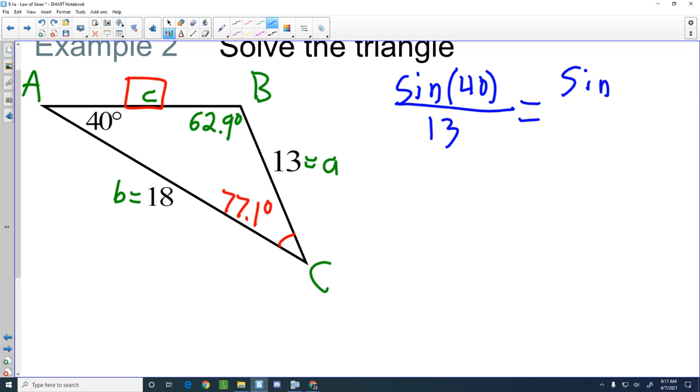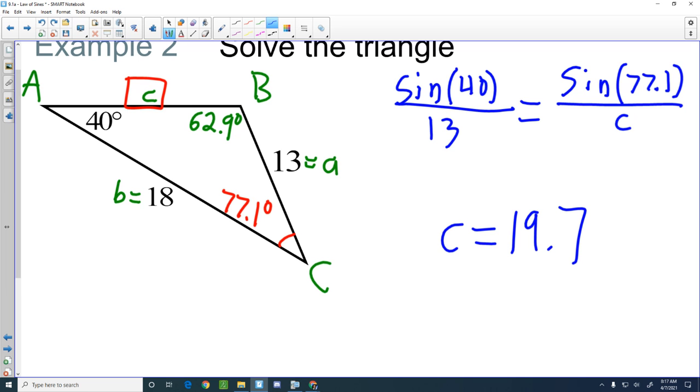Or if you did this angle first on the left, that's also fine too. We get the same thing when we cross multiply. So C was 77.1 divided by C. And we cross multiply. And C equals approximately, was it 19.7? I think most of you got that.